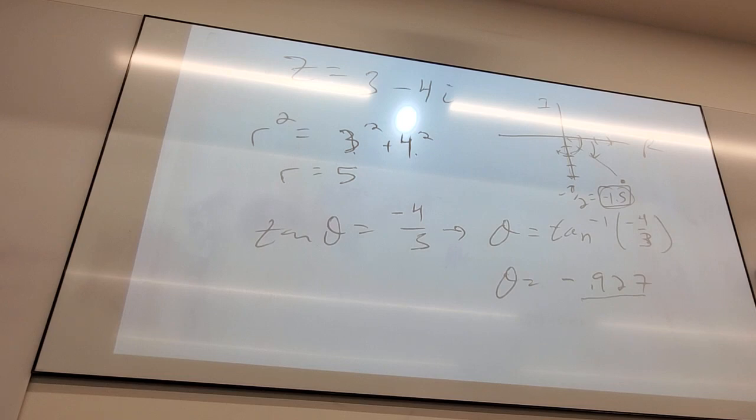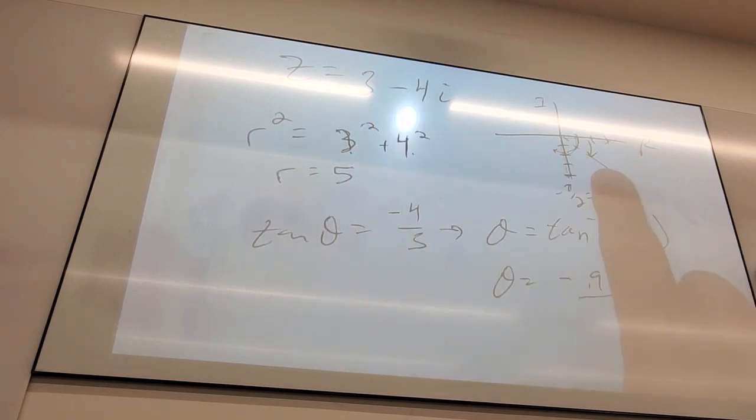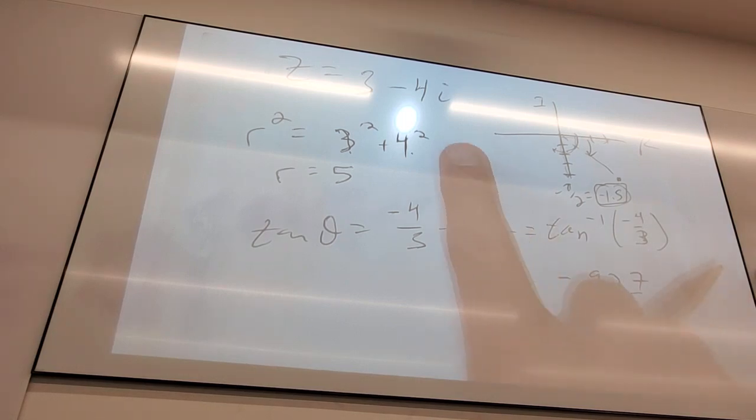And so you can always do that. I knew from the beginning that I should be in the fourth quadrant. So when I get my angle, I can just make sure it's in the right place. If it's the wrong place, it's a reference angle, I can just add 180 or something, get it into the right quadrant.